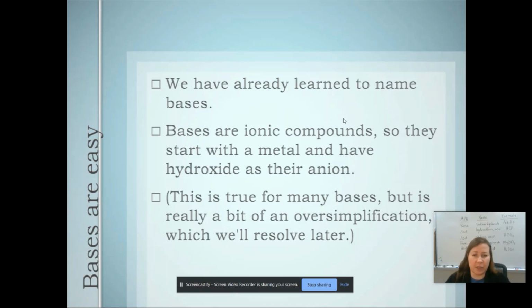Bases are really easy. We've already learned to name bases, although we didn't identify them as bases. So bases are ionic compounds. They start with a metal, and they always have hydroxide as their anion. This is technically true for many bases, but it's really a bit of an oversimplification. There are things that are bases that don't end in hydroxide, but they're kind of rare, and we'll get to that later when we have our acid and base unit.